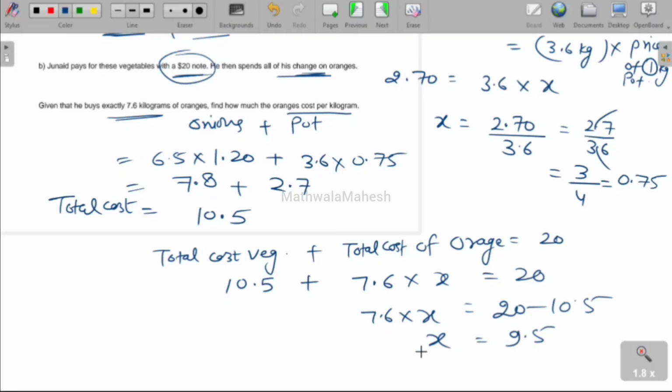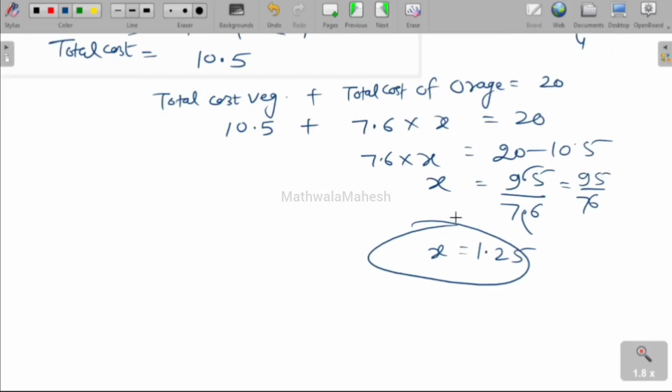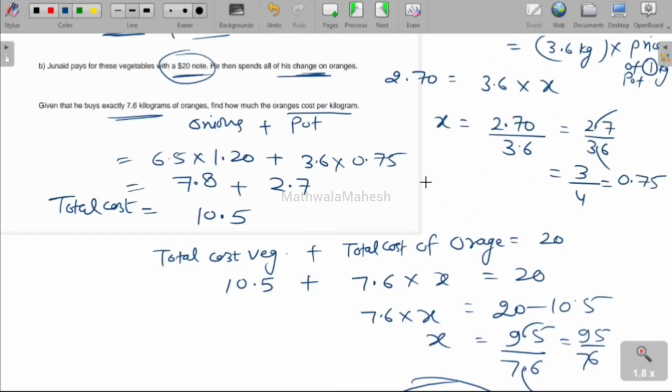x is 9.5 upon 7.6. This is 95 upon 76. So if we do division, 95 upon 76, then it is 1.25. So this is the cost of one kilogram of orange. How much do the oranges cost per kilogram? Per kilogram cost is $1.25. Okay.